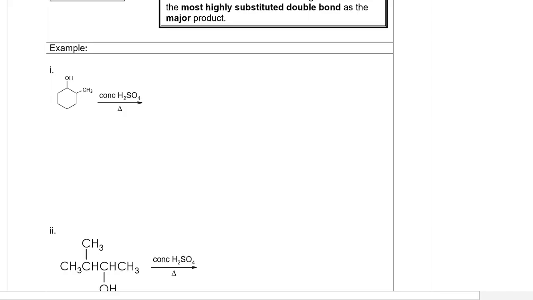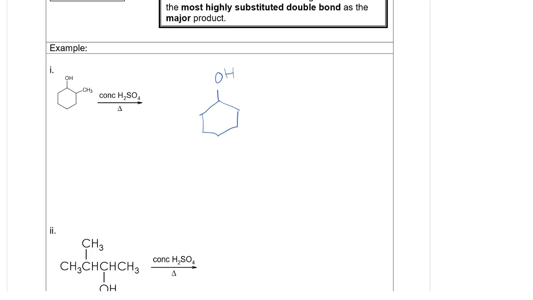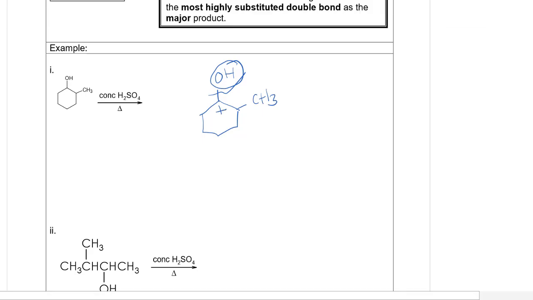Okay, before you watch this video, you need to understand the mechanism of dehydration of alcohol first. From the mechanism, we know that OH will capture hydrogen from sulfuric acid, becoming protonated alcohol, and will leave. So this one will become a carbocation. Basically, this is your carbocation.